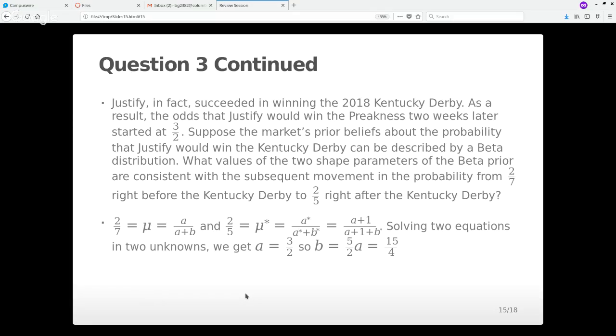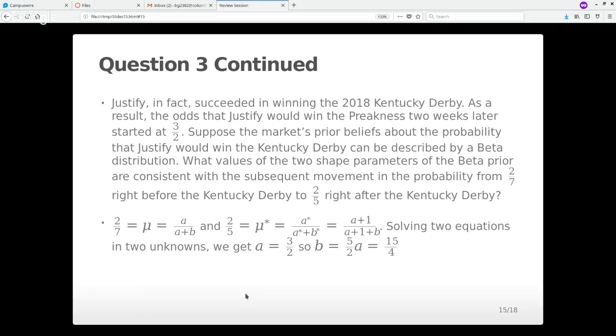We find that the shape parameters consistent with this updating are A equal to 3/2 and B equal to 15/4. So if that's what the market had as its prior before the Kentucky Derby, that would make sense if it used Bayesian updating to get the odds for Justify to win the Preakness 2 weeks later, conditioned on the fact that he won the Kentucky Derby. And he actually did win the Preakness and the Belmont.